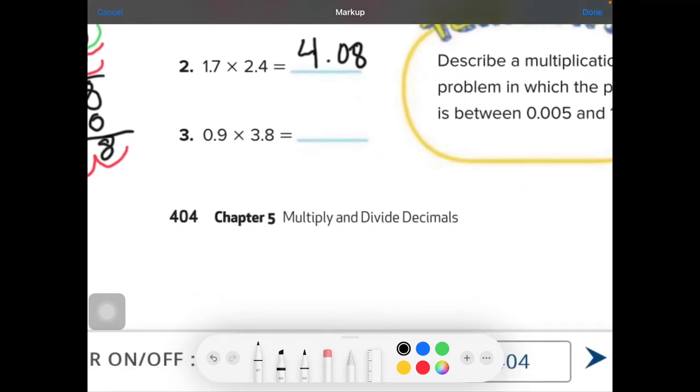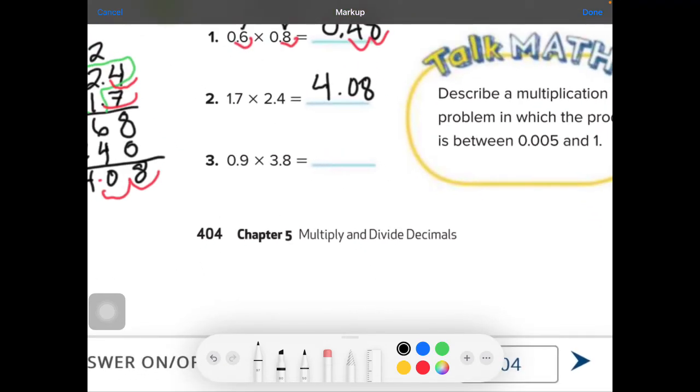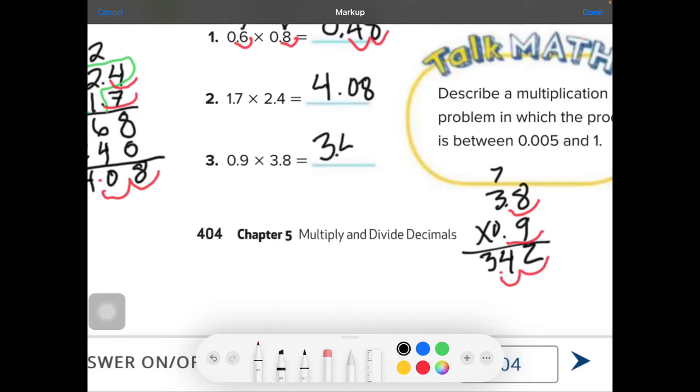Okay, number 3. Again, this one is kind of crazy and big, so we're going to need to use graph paper for this one. 3.8 times 0.9. Okay, 9 times 8 is 72. 9 times 3 is 27, 28, 29, 30, 31, 32, 33, 34. And we don't have to worry about the 0. So let's talk about this one. We go 1, 2, 1, 2. So then our answer is going to be 3.42.